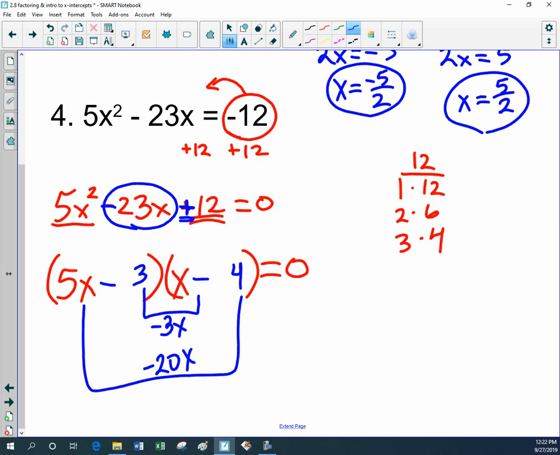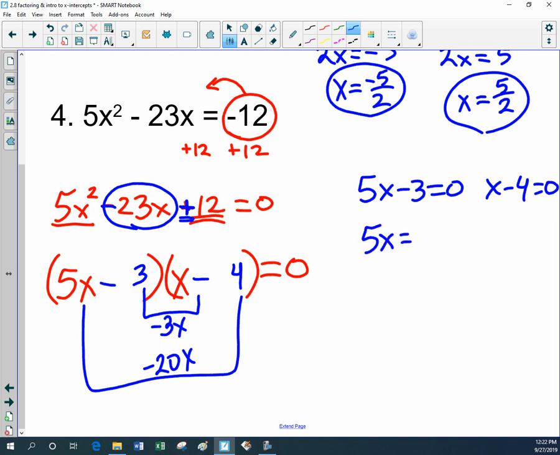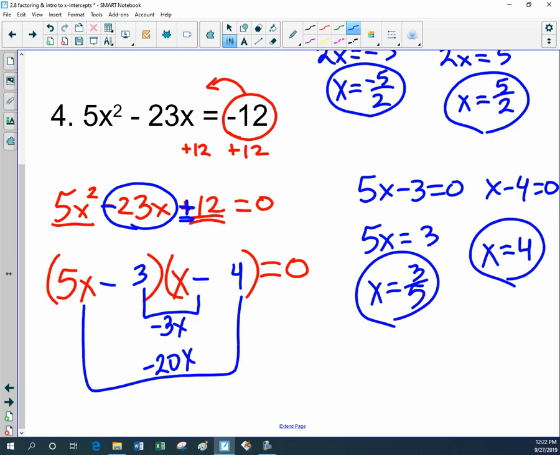Okay, so now what were the directions? Solve. Okay, so to solve, I'm going to set each parenthesis equal to 0 and solve for x. So this first one, I would add 3 to the other side, divide by 5. So I get x equals 3/5. On this one, add 4 to the other side, and I get x equals 4. Okay, so these two problems, this is the example of what we did the last class period.